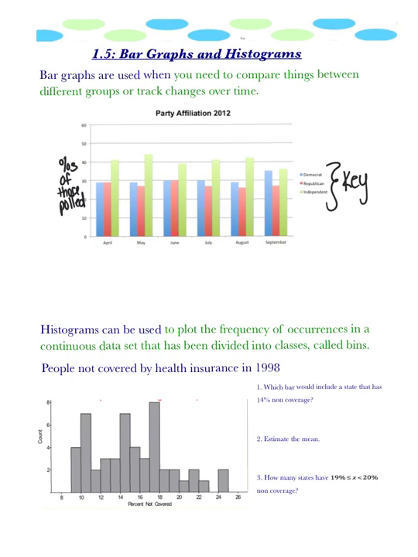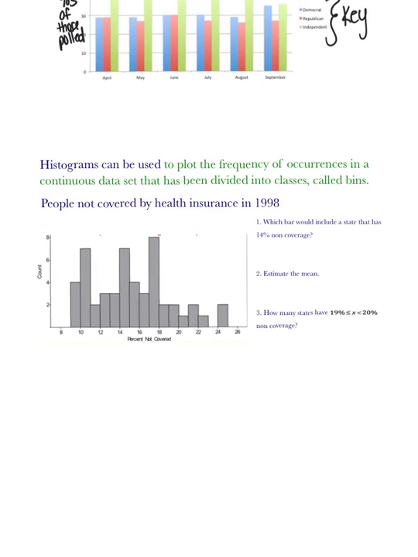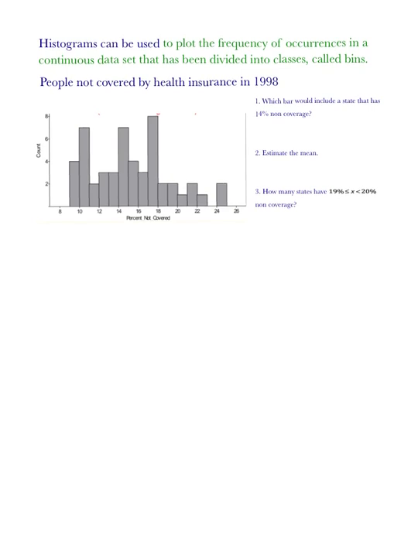You guys are probably very familiar with bar graphs, and we're not going to spend a ton of time today talking about them because I know you've been using those more than you've been using histograms. I know histograms are new. So let's get to histograms. Now, histograms can be used to plot the frequency of occurrences in a continuous data set that's been divided into classes that we call bins.